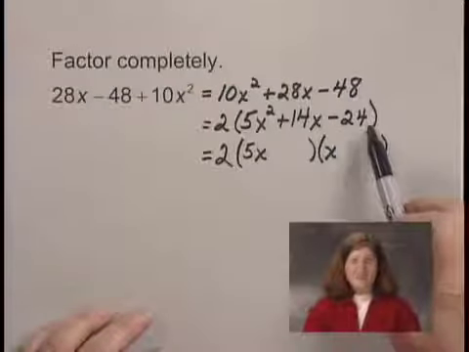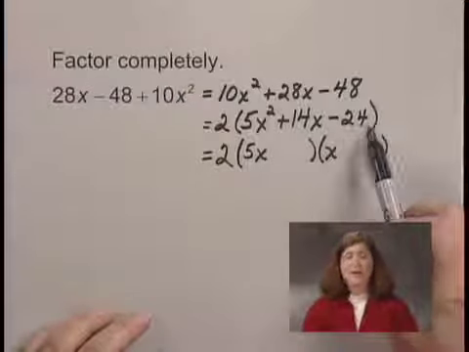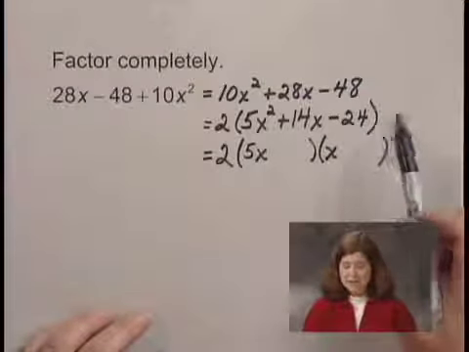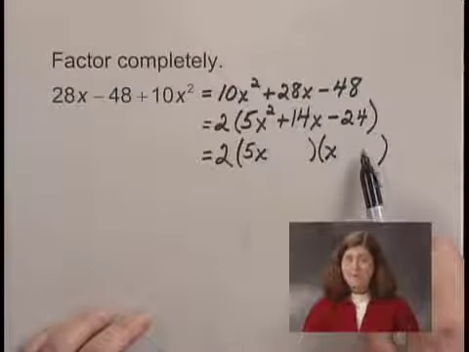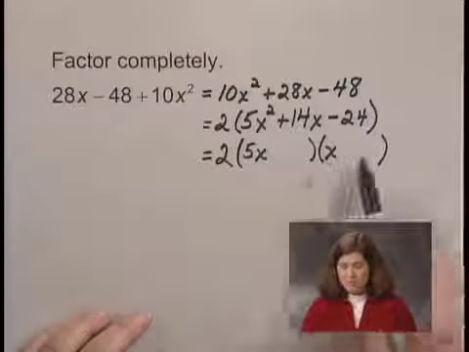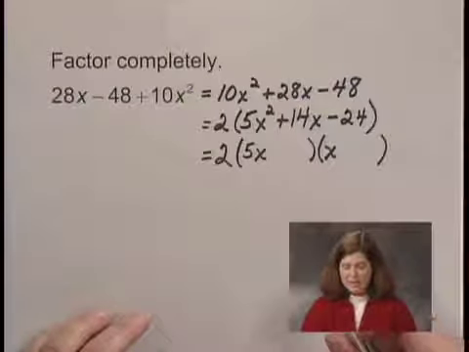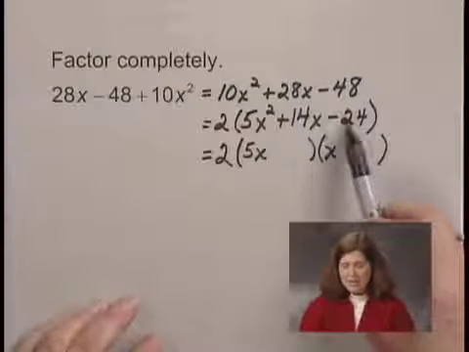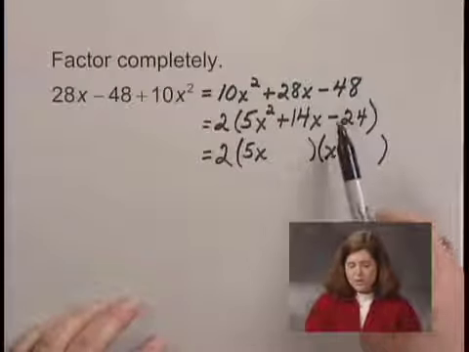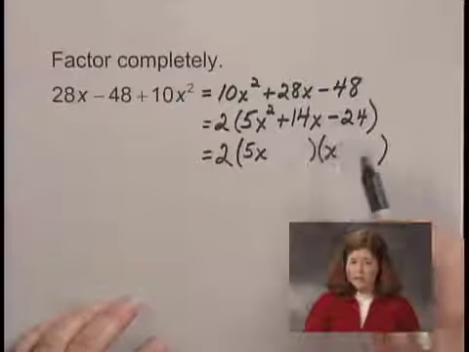24 factors into a lot of different products. 1 times 24, 2 times 12, 3 times 8, 6 times 4. All of those will be possibilities to put in here. Only one of them will hopefully give us a middle term of 14. Now, something before we begin checking them is to note that we have negative 24, so the factors will have to be 1 positive and 1 negative.